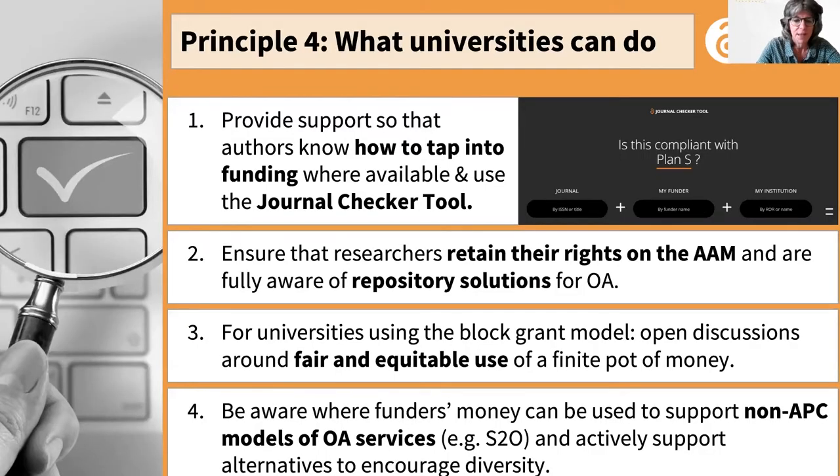Johan. Okay. It's important that your researchers know how to find out if payment for their choice of publication venue is eligible for funding from their funder. And they can find that out easily using the journal checker tool that Coalition S has developed. They simply enter the details of their chosen journal, their funder, and their institution, and the results clearly indicate their options. The URL is on the summary handout that you'll be sent.